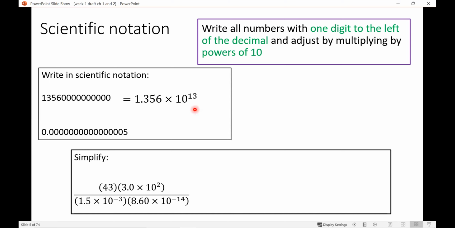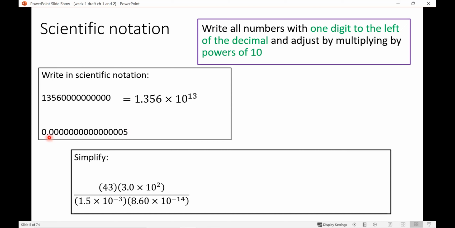And now we can actually see how big our number is. It's got 13 places past the first digit, okay? So this is a very big number. Now we're gonna look at this smaller number. The decimal is way over here. And again, it's really hard to tell even what place value this 5 is in, okay? So we're gonna wanna move the decimal all the way to just past the 5.